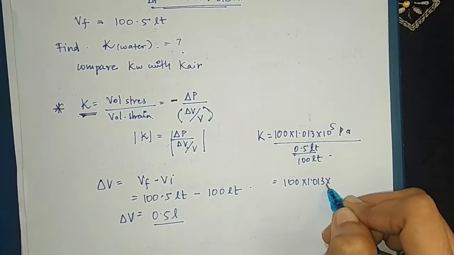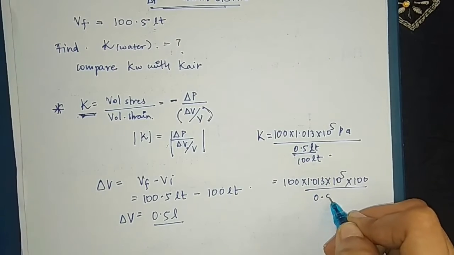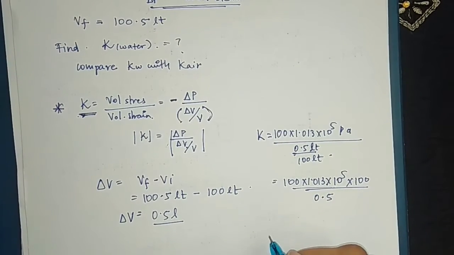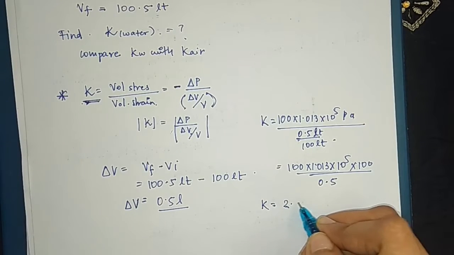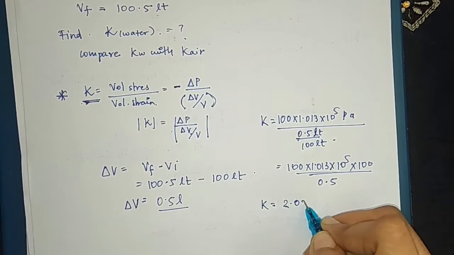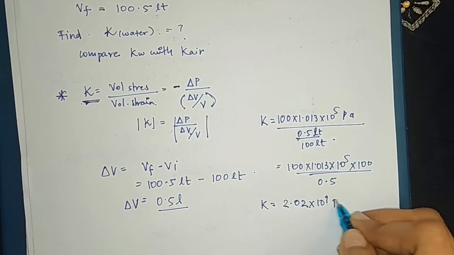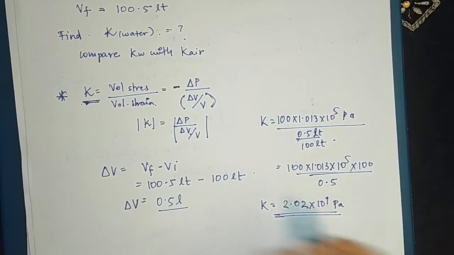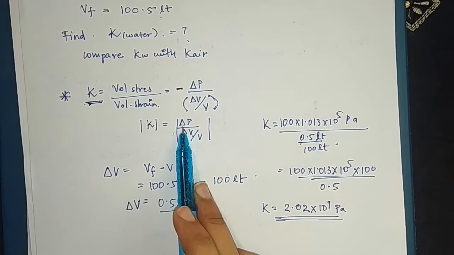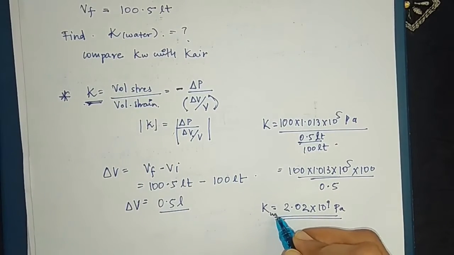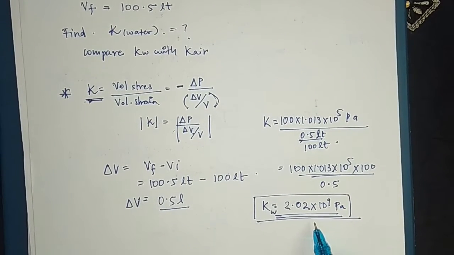Rearranging, I'll put the 100 up: 100 times 1.013 times 10 raised to 5 times 100 upon 0.5. After calculation, which is pretty easy, you get 2.02 times 10 raised to 9. This unit will be pascal because the strain is a unitless quantity and the bulk modulus has the same unit as pressure. So the bulk modulus for water is 2.02 times 10 raised to 9 pascal.